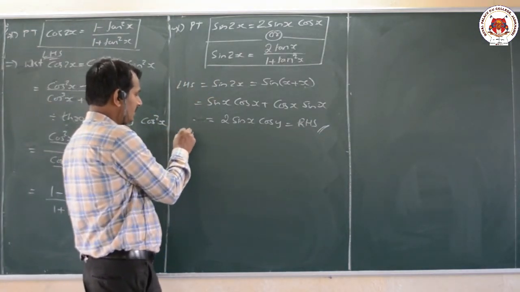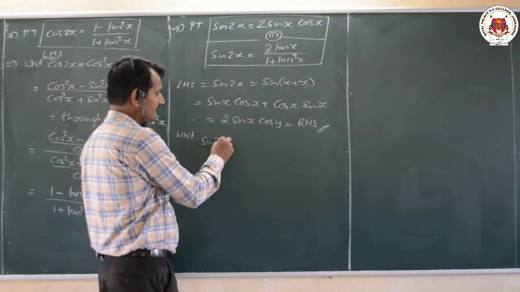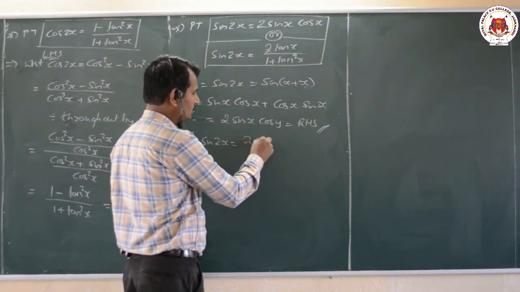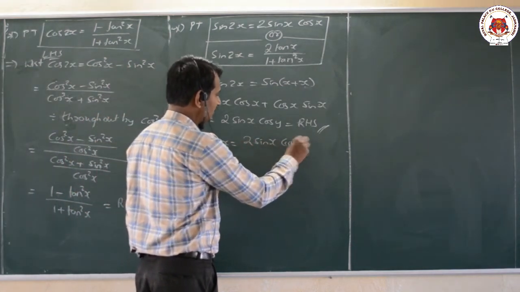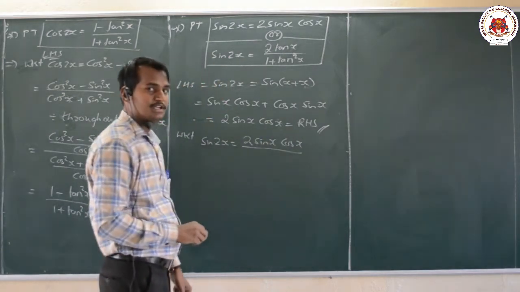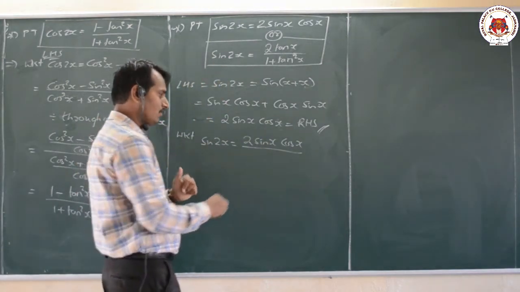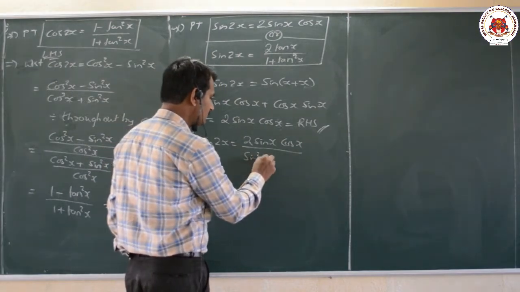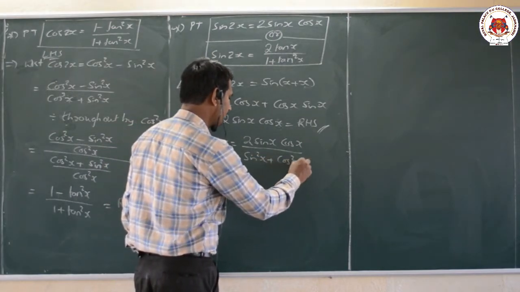We shall move on to the second one. We know that sin 2x equals 2 sin x into cos x. Here also it is x only, divided by 1. Now, divided by 1, I can write it as sin square x plus cos square x.